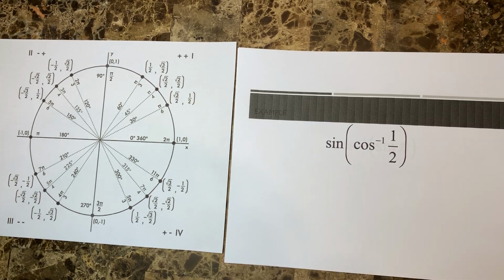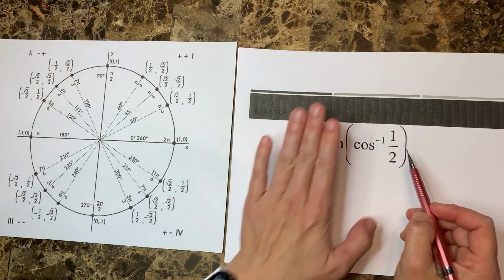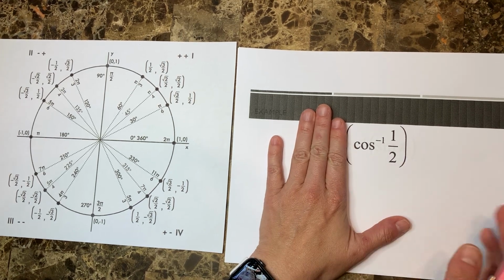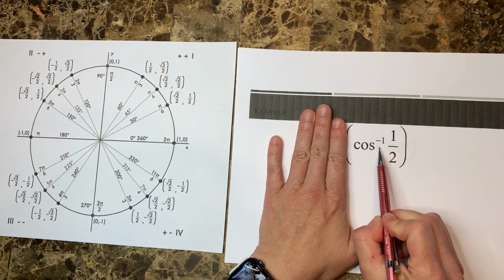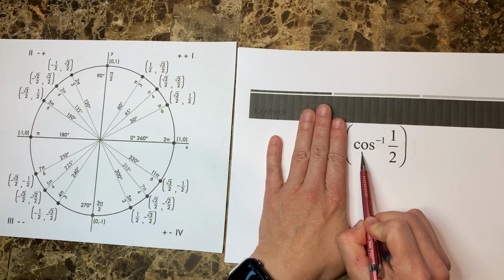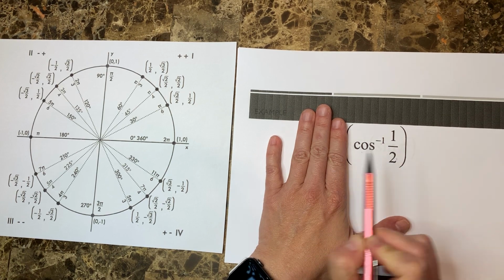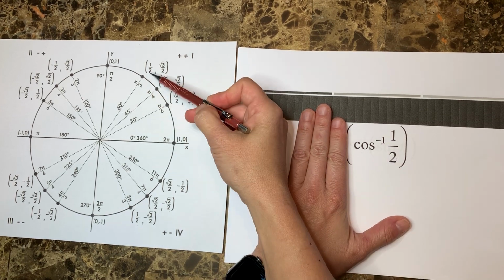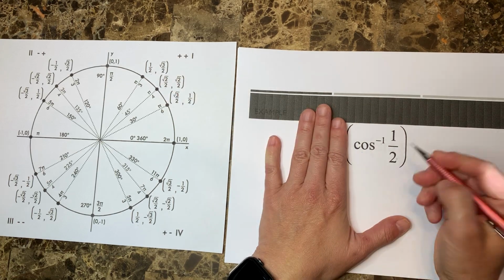Okay, let's keep going. Ignoring this just temporarily, I can easily uncover it. I'm looking for an angle that has a cosine value of 1/2. We've done this exact problem 3 times already. It's right here. So this is at pi over 3.